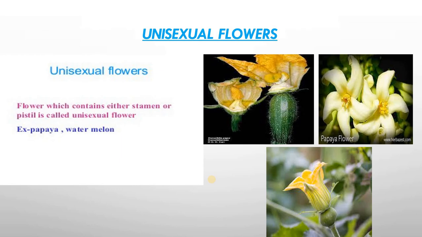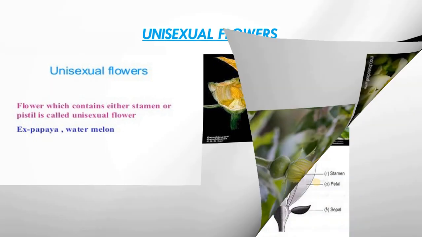Both male and female unisexual flowers may be present in the same plant or in different plants. Examples are: this is the cucumber flower, a unisexual flower. This is a papaya flower, a unisexual flower. This is a watermelon flower, a unisexual flower. Other than that, corn is also a unisexual flower.